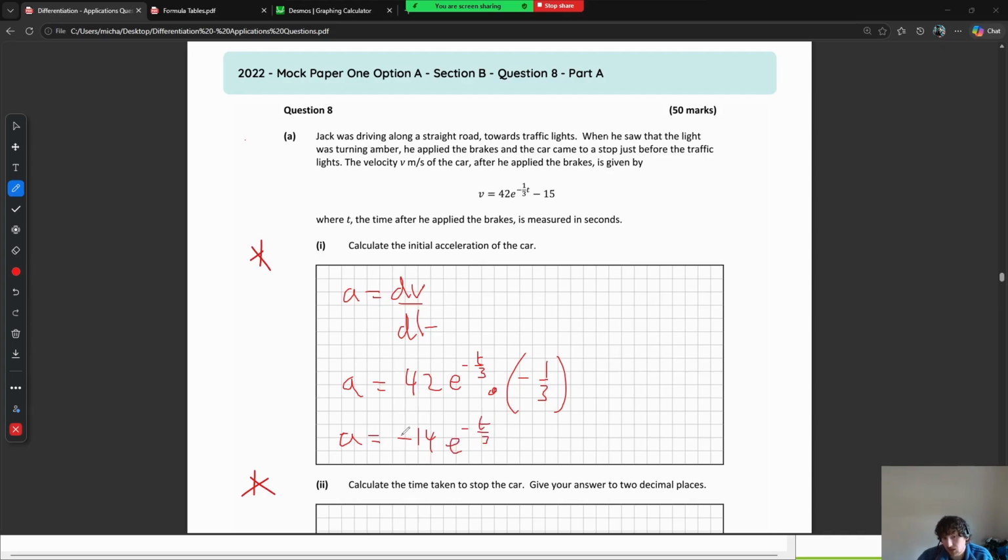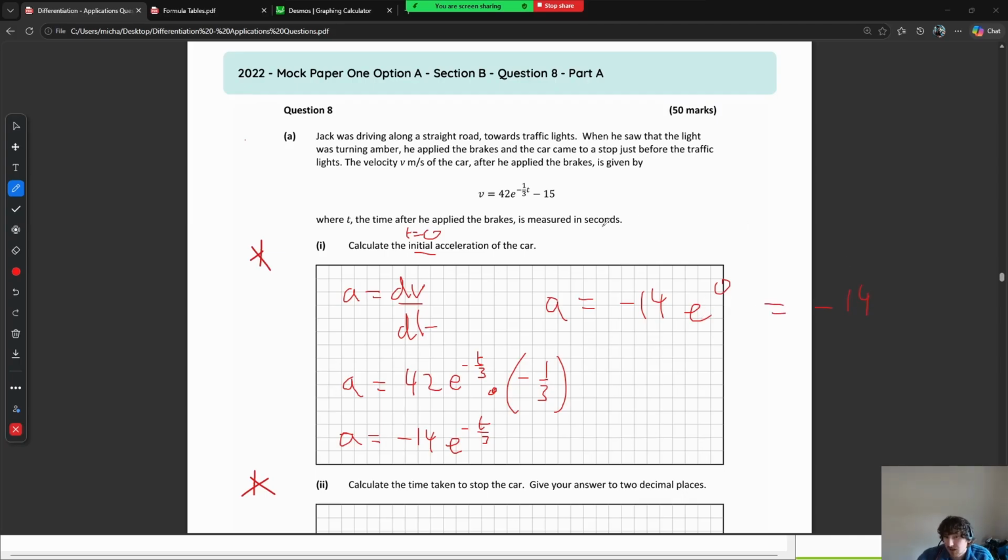So you see A is negative, and that should make sense to people because we're decelerating. A negative acceleration slows the car down. The word initial here means when t is 0. So then A, you can write it in function language when t is equal to 0. That might be a bit messy for people. You could just write A of 0, or you could just write A and put 0 in, and the examiner will know what you're on about. So you go minus 14 e to the power of 0. Anything to the power of 0 is 1, and so this works out as minus 14.